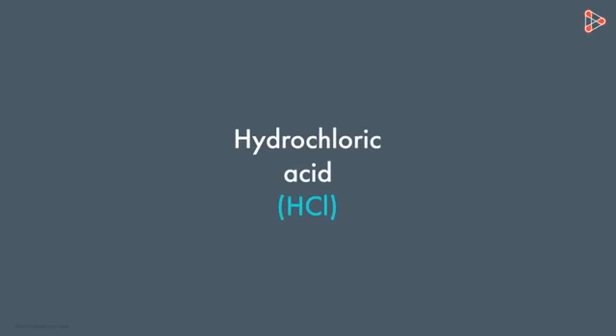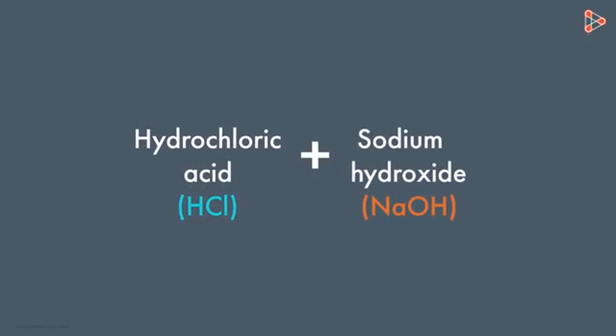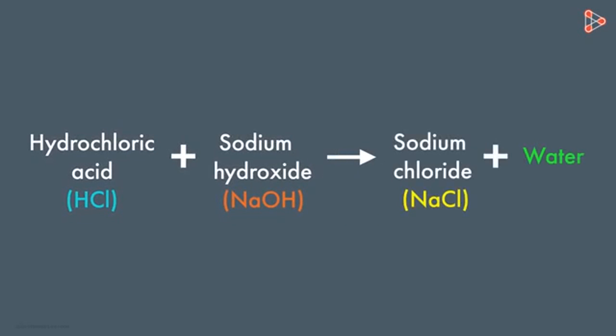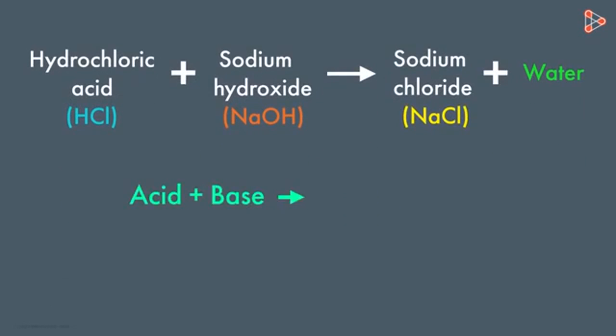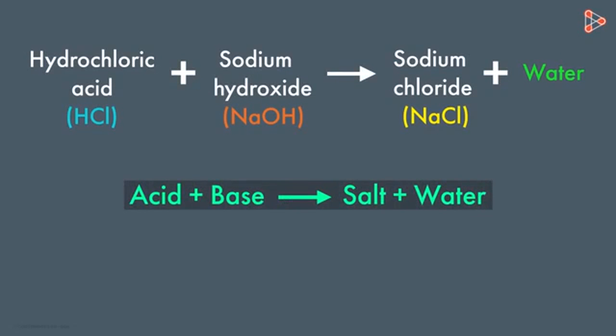Imagine we mix a strong acid like hydrochloric acid with a strong base like sodium hydroxide. What will be the result then? The reaction yields sodium chloride and water. Sodium chloride is the common salt used by us. So, an acid with a base gives us salt and water. This is a generalized reaction. Salts are the products of reaction between an acid and a base.